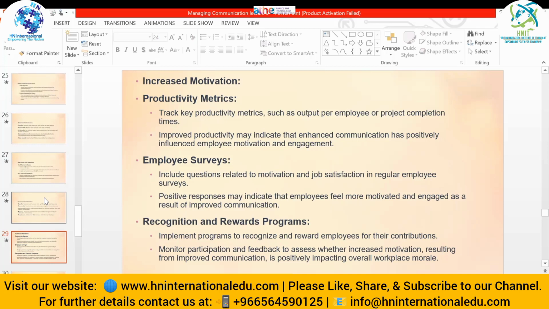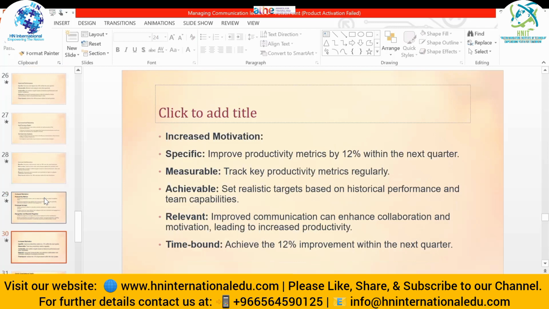For the rewards, what we can do is give them different benefits. We can give them extra commission, bonuses, insurance. This way, they will be motivated. For example, improve productivity metrics by 12% within the next quarter and track the key productivity metrics regularly. That is measurable.